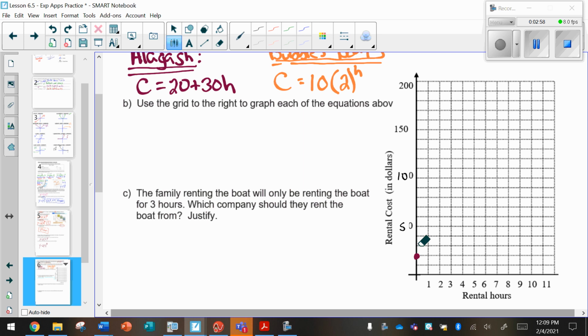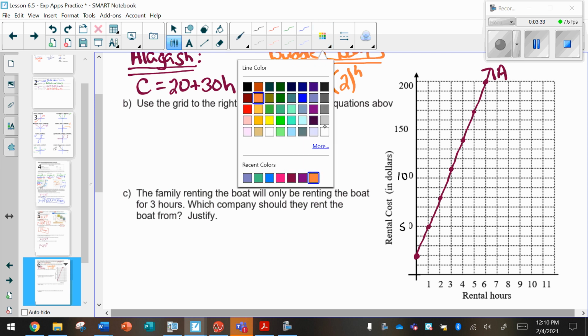Keep in mind and be careful about the scale. Our scale along the y-axis for cost is jumping up by tens. So up 10, 20, $30 over 1 hour. Repeat that each hour. And there's our line. I'm going to label that A for the Allagash Boat Company.